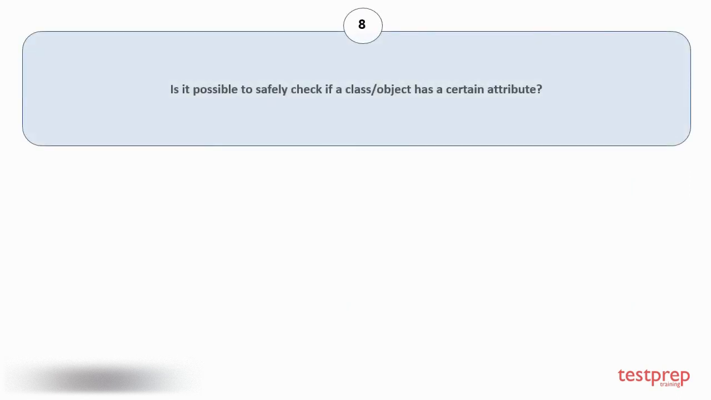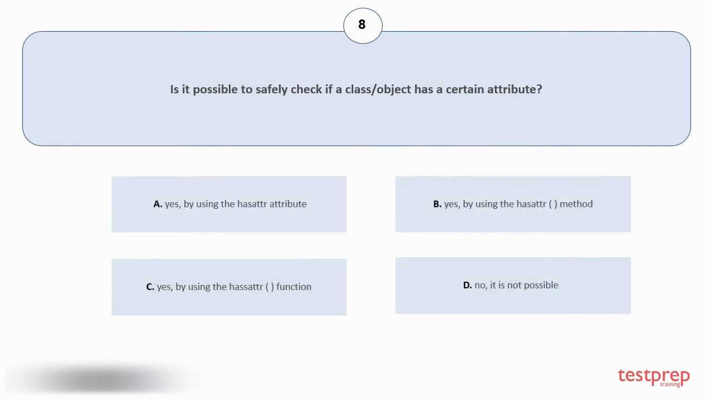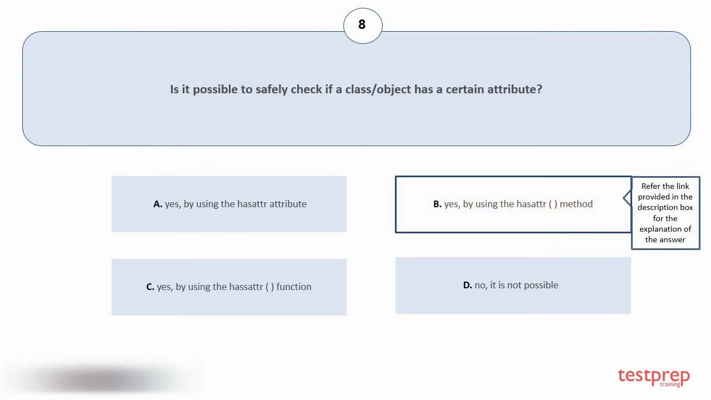Question number 8, is it possible to safely check if a class/object has a certain attribute? Your options are. A. Yes, by using the hasattr attribute. B. Yes, by using the hasattr method. C. Yes, by using the hasattr function. D. No, it is not possible. The correct answer is, option B.